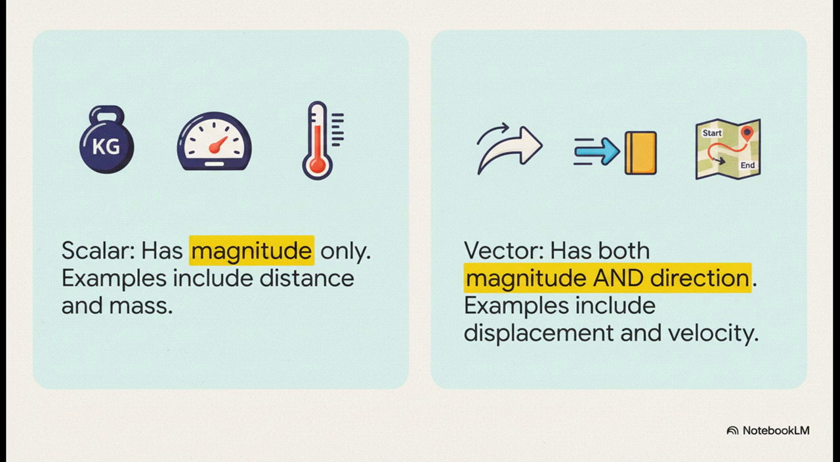It's really simple. A scalar is just a number, a magnitude. It's a size. Think about mass or the speed of your car. A vector, on the other hand, has both a magnitude and a direction. Think velocity, 60 miles per hour north, or force, pushing with 10 pounds downward. On your exam, you have to know this difference, because mixing them up is an easy way to lose points.